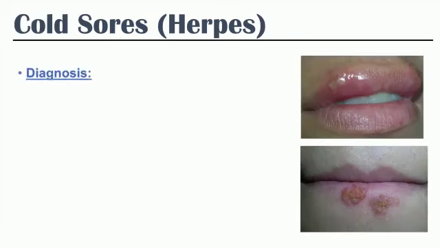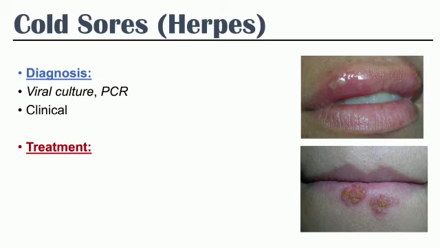So how do we make the diagnosis of cold sores or herpes infection? Well, we can do a viral culture or PCR. We can see evidence of the herpes simplex virus, but in actuality, almost always, it's probably going to be a clinical diagnosis.